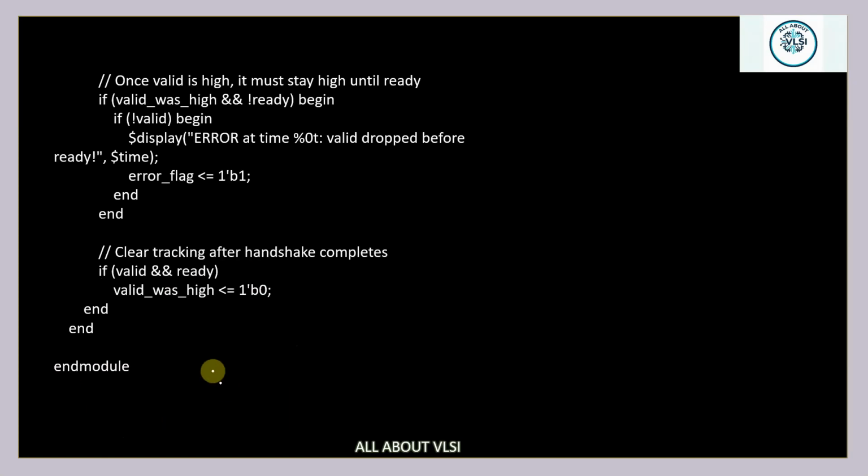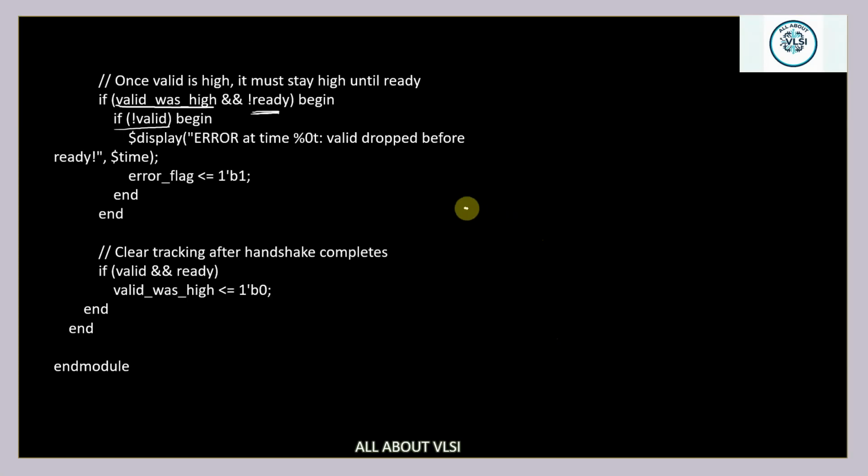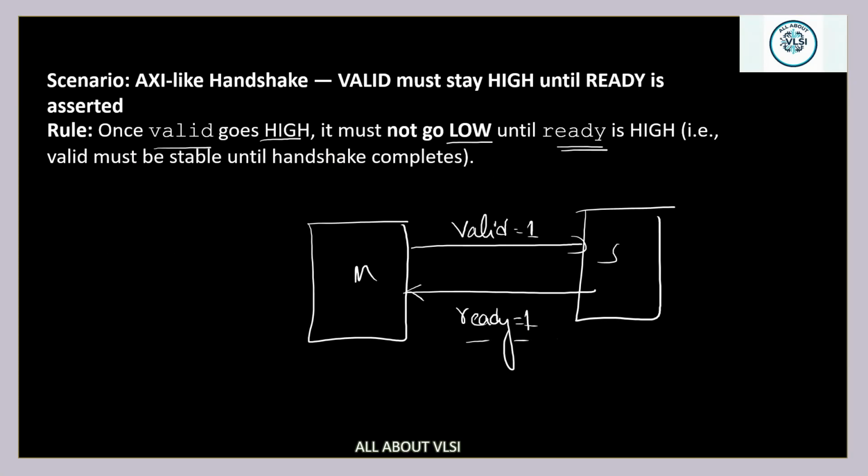Now when valid was high is equal to 1 and ready is equal to 0, if valid becomes 0, that should not happen, right? If ready is equal to 0, valid should not become 0. It should be 1 only. But if it is happening, then we can display that error at that particular time, and we can also make this error_flag equal to 1. So this is how we are going to write the checking code for this particular AXI handshaking.